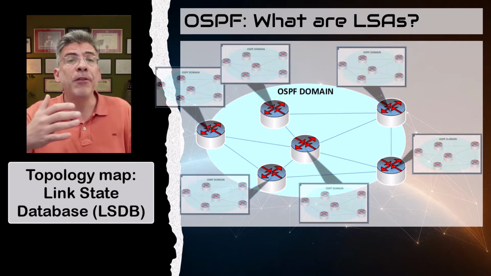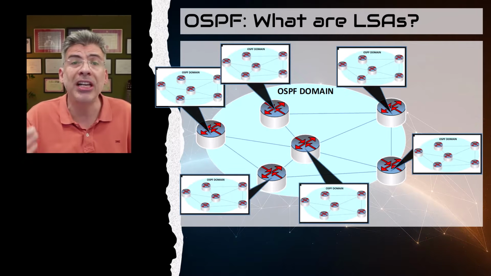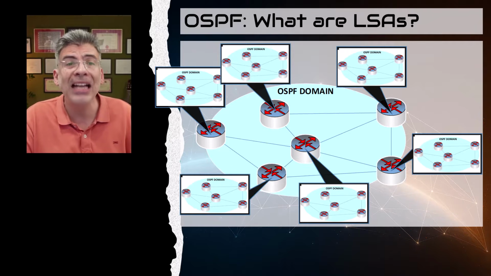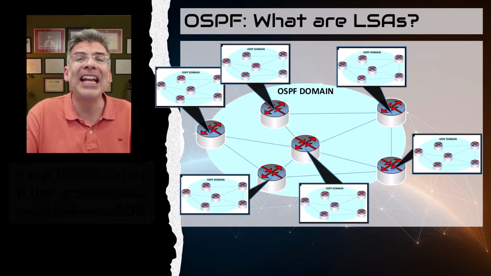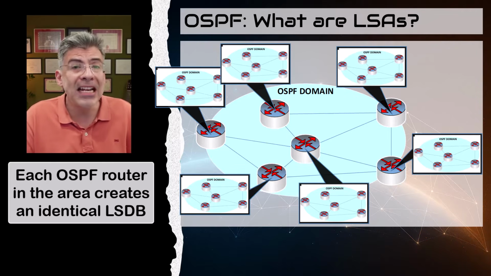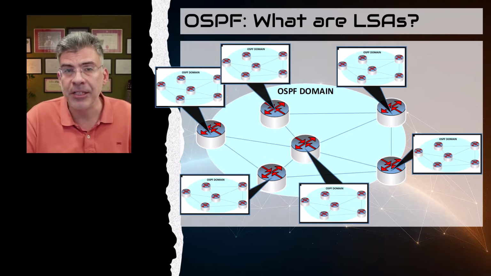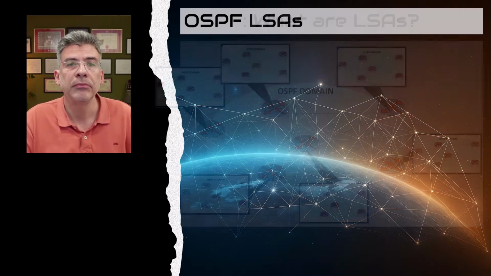Now, after information is exchanged between OSPF routers and the topology converges, each router within the OSPF domain must, by definition, have created an identical topology map, or LSDB. If they're not identical, something has gone wrong. The way these LSDBs are populated is with the exchange of link state advertisements, or LSAs.